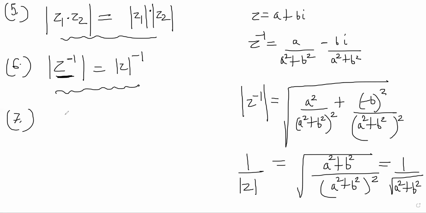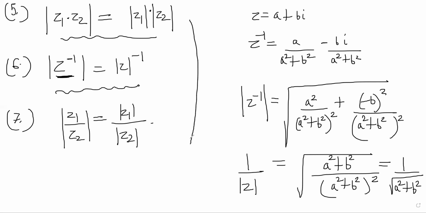That is true. And similarly, mod of Z1 by Z2 can be proven to be equal to mod of Z1 by mod of Z2. Now, these are things that you can easily derive. Now, the next one is very important. This is the triangle inequality. So this comes in handy in many problems. So you should be aware of this property.